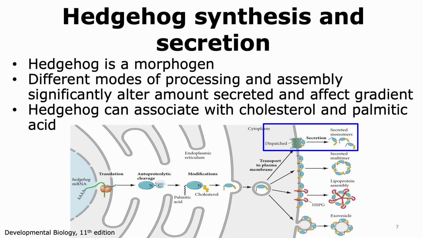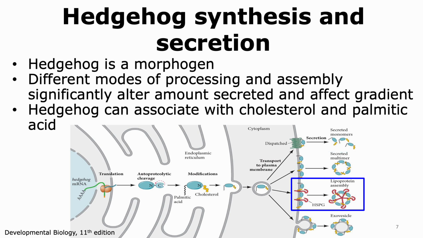The first way is it can be secreted in the form of monomers. The second way is it can be secreted in the form of multimers, where we can see many hedgehog molecules coming together to form a multimer. They can also associate with lipoproteins and form a lipoprotein assembly. In these cases, we can also see ECM interacting proteins like heparan sulfate proteoglycans. It can also form exocytosis vesicles and be secreted that way. Thus, there are many modes in which hedgehog can be secreted from the cell.